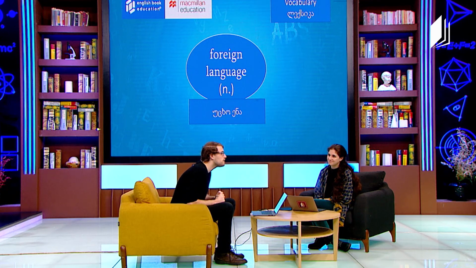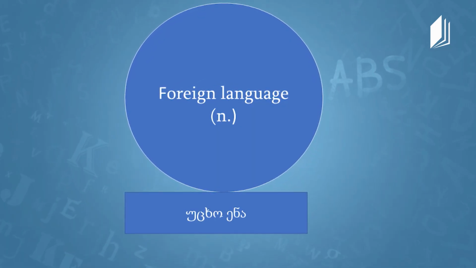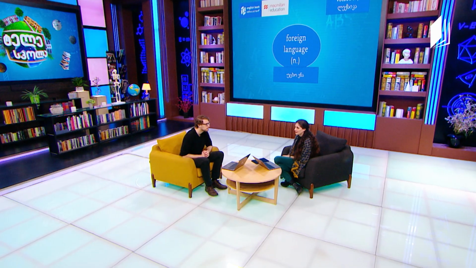Our next word is foreign language. Foreign language is a noun, and in English it is a non-official language of your country. So can we say that you speak many foreign languages, Zach? Sure. It was French, it was German, it was Norwegian, and Georgian. Very true. So foreign language in Georgian means utscho ena.